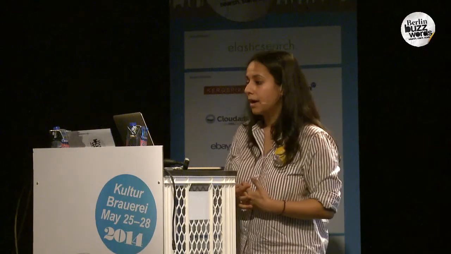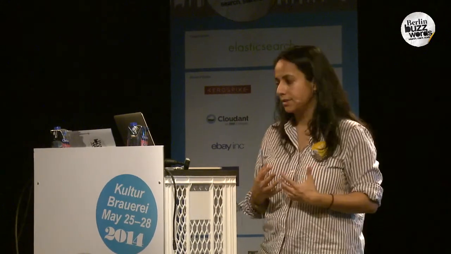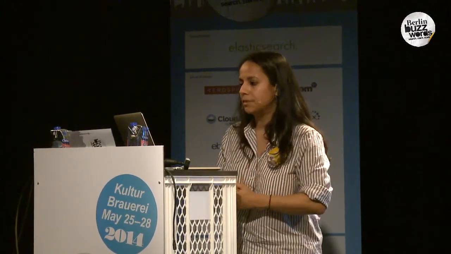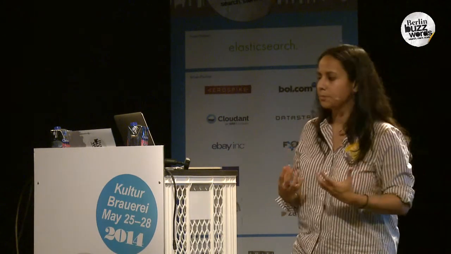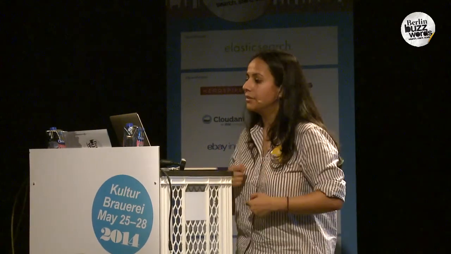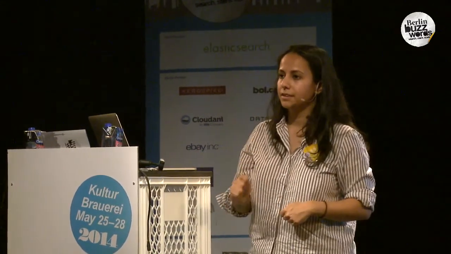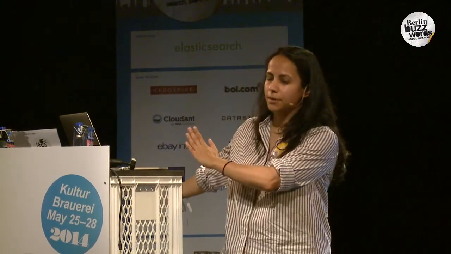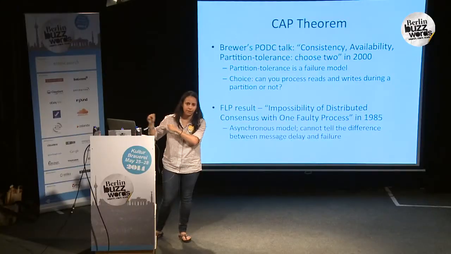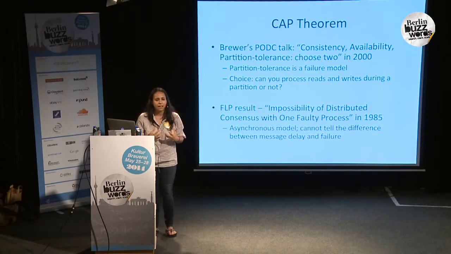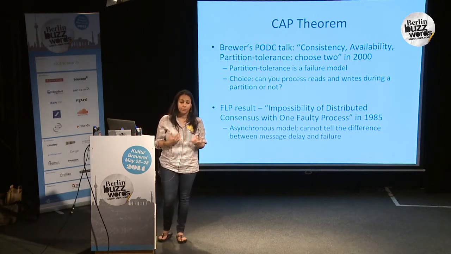And this is actually based on a paper written in 1985 by Fischer, Lynch, and Paterson called The Impossibility of Distributed Consensus with One Faulty Process. And what this paper is saying, it's a distributed algorithms paper, is that under an asynchronous model, we can't tell the difference between a message being delayed and a machine failing. That is the core of the CAP theorem right there. It's this idea that you can't tell if a machine's just taking a really long time or if it actually failed.